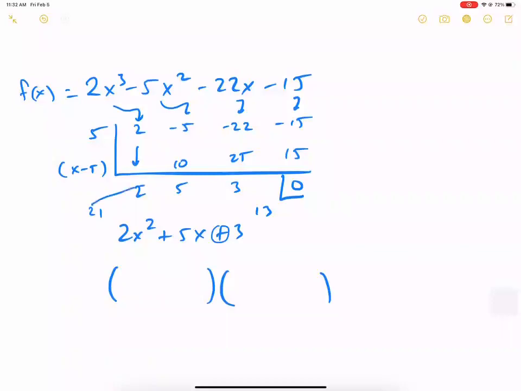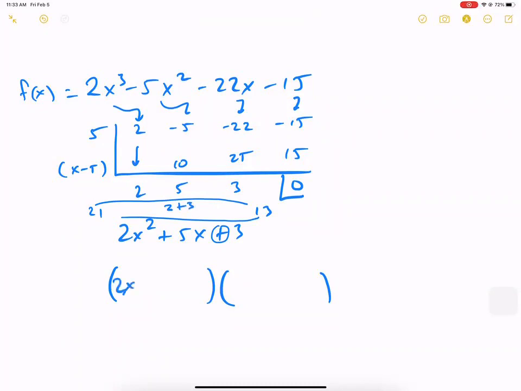So if I pick 2 and 3 become 6, and 1 and 1 become 1, 1 plus 6 is 7. Fail, that wasn't it. Try another combination. If I say 2 times 1 and 1 times 3, that's 2 plus 3. Oh, that's 5. That worked. We found a way to factor this.